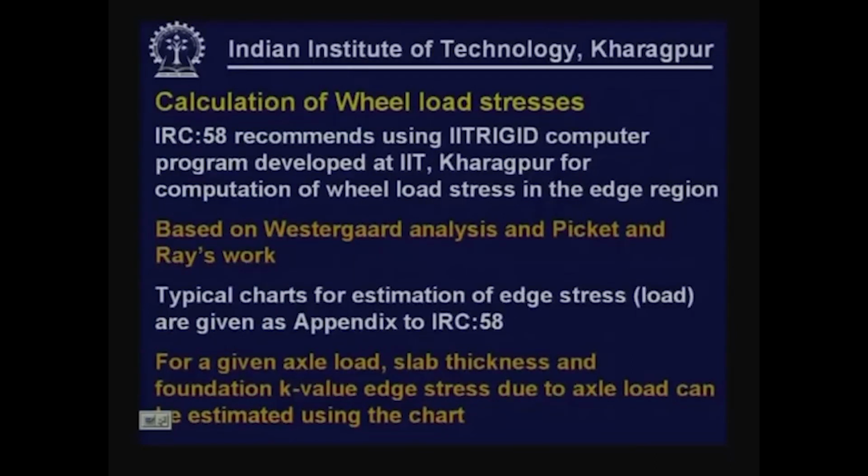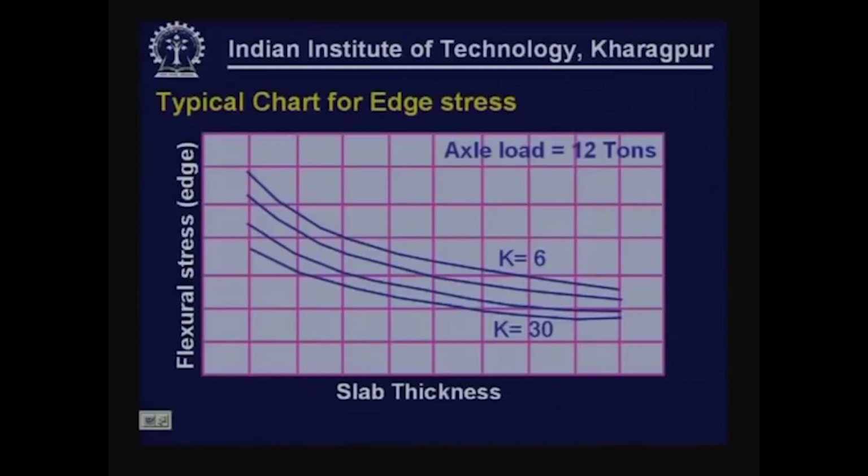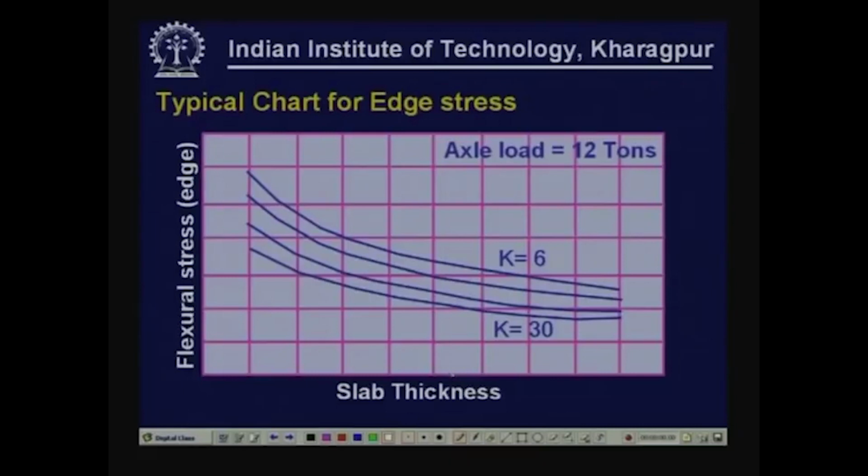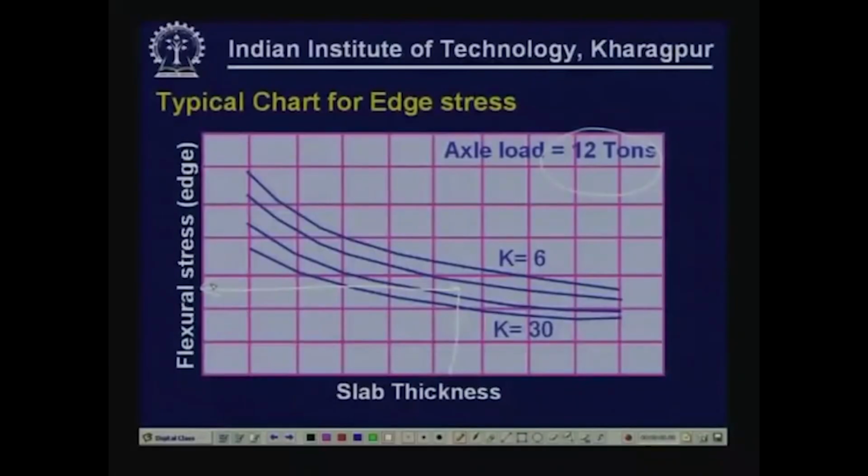For a given axle load, for a given slab thickness and for a given foundation K value, edge stress due to axle load can be estimated using the chart. A typical chart looks like this. For a selected slab thickness and for a selected K value, which can be the combined K value, and for a given axle load, the flexural stress due to this load in the edge region can be obtained directly from the charts. One can of course use the computer program, and for any intermediate load, any intermediate K value, any slab thickness, the flexural stress can be computed.